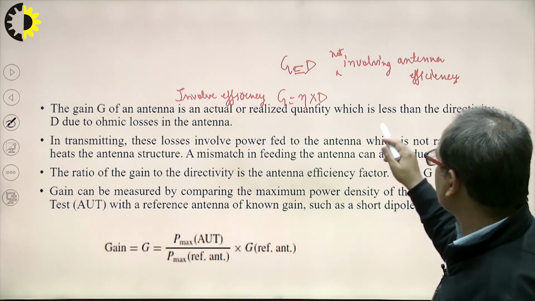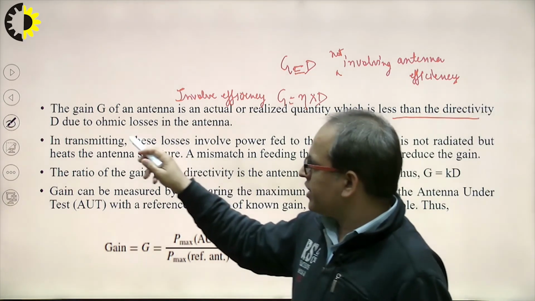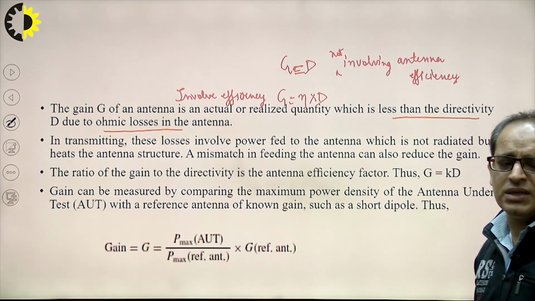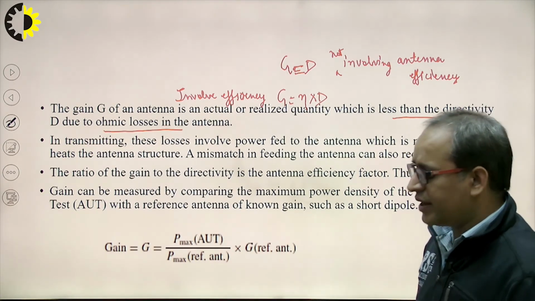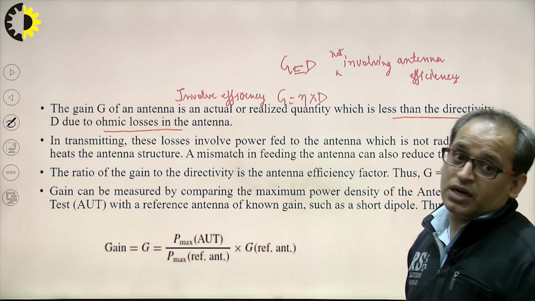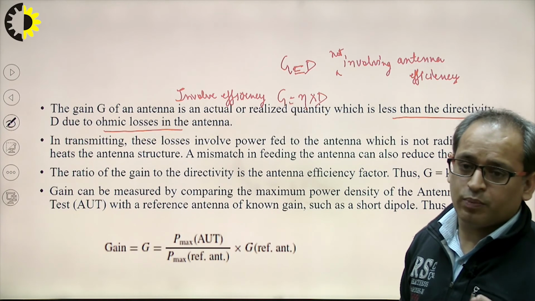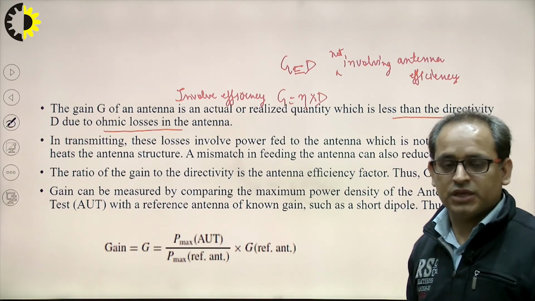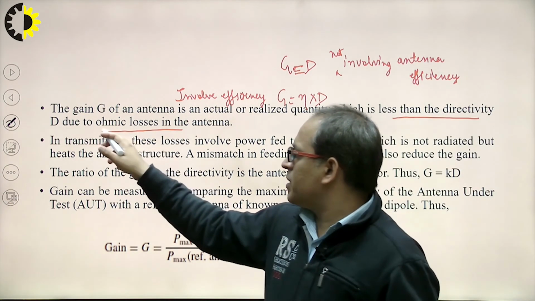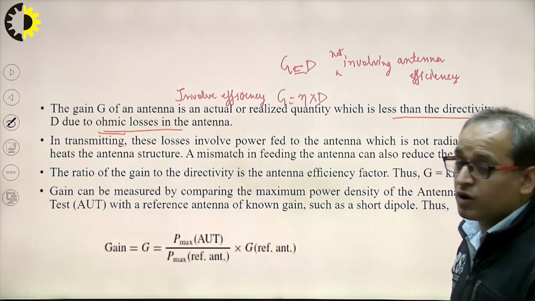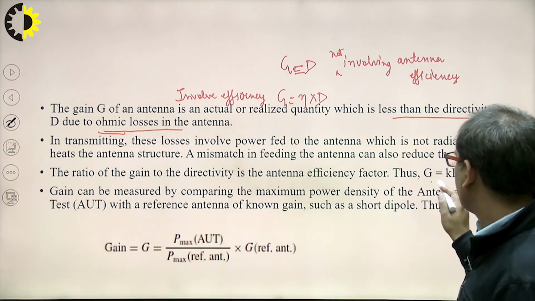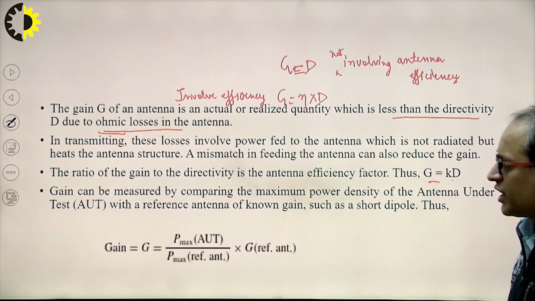So the gain of an antenna is always less than the what? Directivity, due to its ohmic losses in the antenna. Means all antennas have some ohmic losses. Means if I say the current is flowing in the antenna, some power will be what? Dissipated. This means there will be ohmic losses, so the gain will always be less than its directivity. The gain will be what? Equal to efficiency multiplied by directivity.